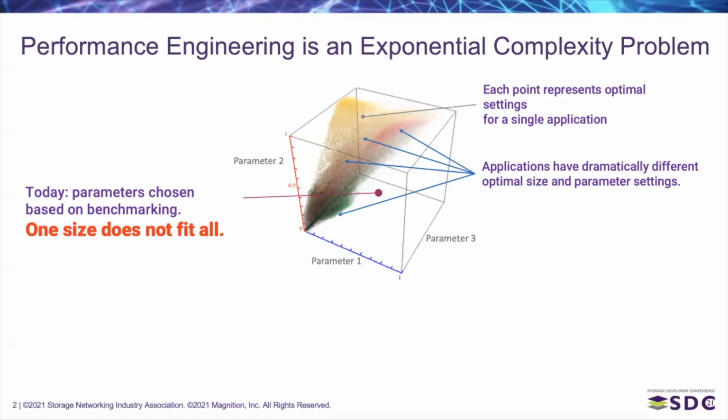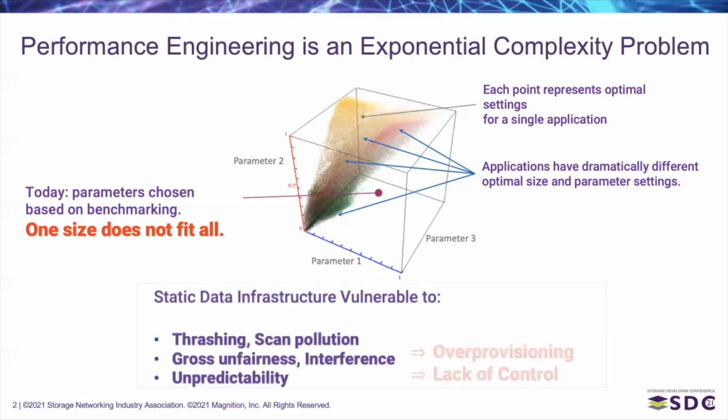So this raises a question: how can we improve the state of performance engineering and make it more software defined? There are a couple of different dimensions to this, but first let's make sure that we agree on the impact. The impact that we have observed at Magnition is that the static data infrastructure today, the one-time performance engineering effort that is commonplace in all of the enterprise storage and operating systems, leads to thrashing, scan pollution, gross unfairness and interference.